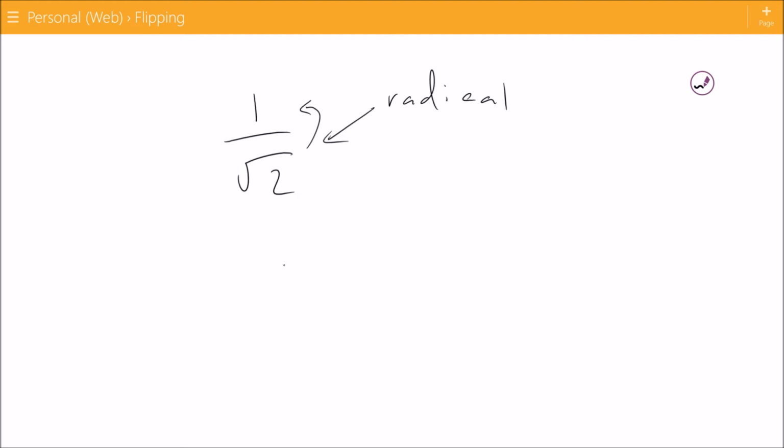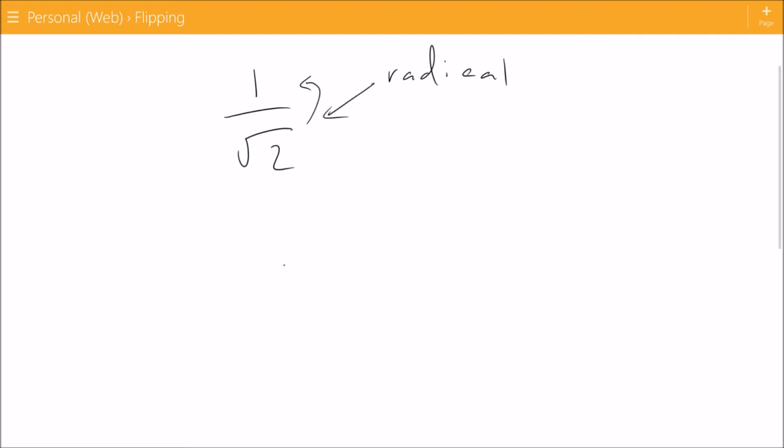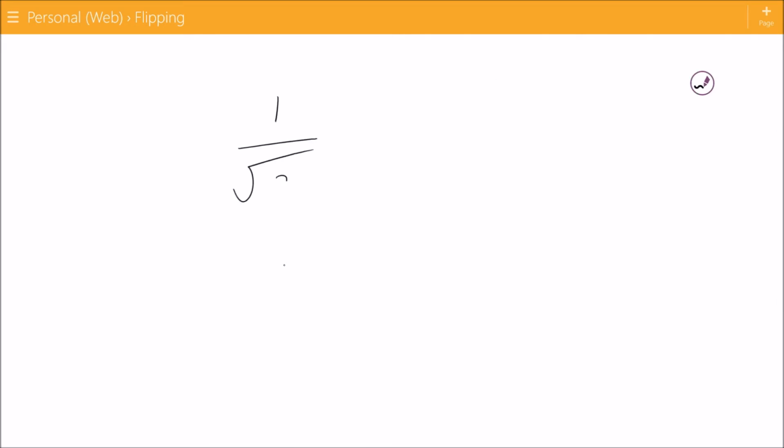If it's in the denominator, that is universally frowned upon, and it will make numbers a lot more difficult to recognize. But if we can put them up top, we're going to see a lot more commonality between the numbers that we deal with on a regular basis, particularly in trigonometry. So let's practice that. So again, I'll focus on this guy here. 1 over square root of 2.